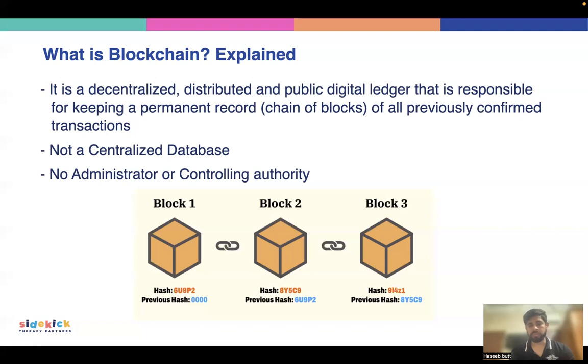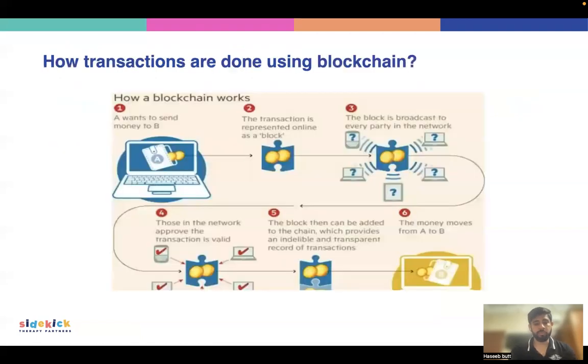So we cannot say that the same kind of data will be stored in every blockchain. So let us move forward. Let me show you a little bit how a transaction is done in a blockchain. For example, A wants to send money to B. The transaction is represented online as a block. We can think of a transaction as one block.